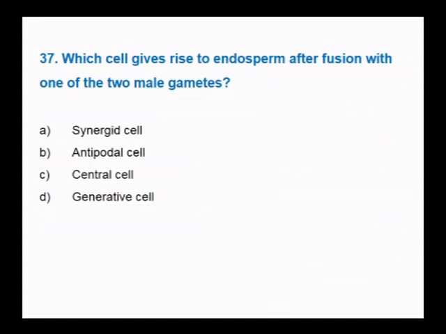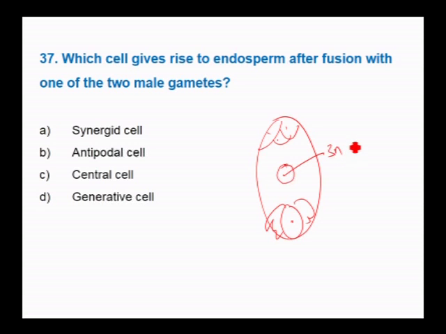Next question. Which cell gives rise to endosperm after fusion with one of the two male gametes? As you know, the endosperm is formed by the central cell. We have antipodals, and the egg apparatus with the egg cell and synergids. The central cell, after fusion, becomes triploid (PEN), and it is the one which gives rise to endosperm. The zygote gives rise to the embryo, therefore it is always the central cell.